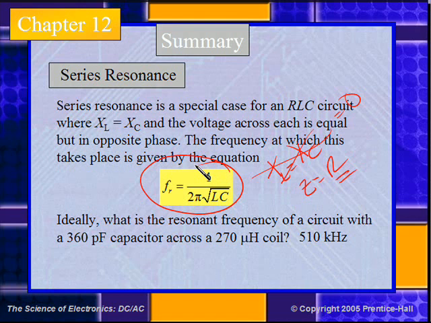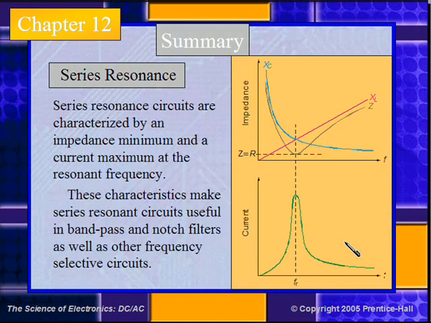Ideally, what is the resonant frequency of a circuit with a 360 picofarad capacitor and 270 microhenry coil? So again, plug in those numbers. It would be 510 kilohertz.